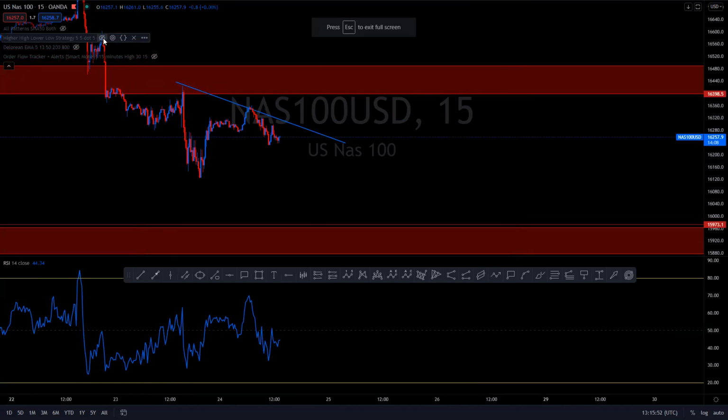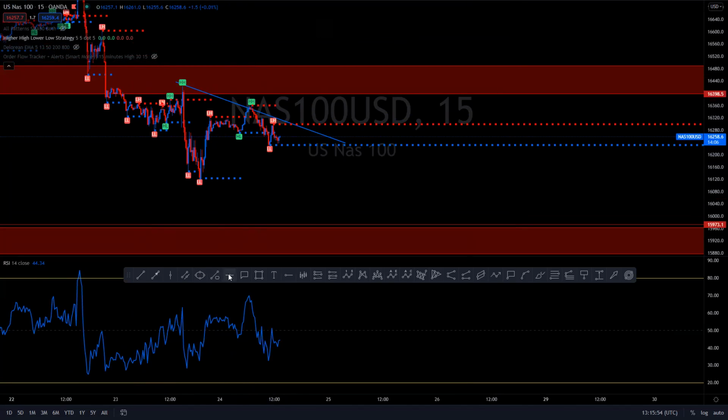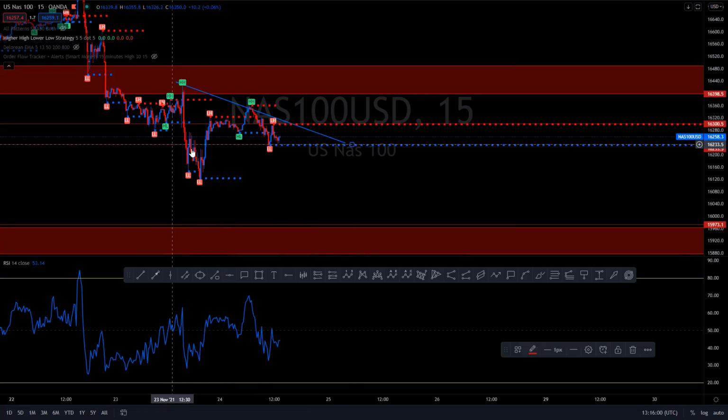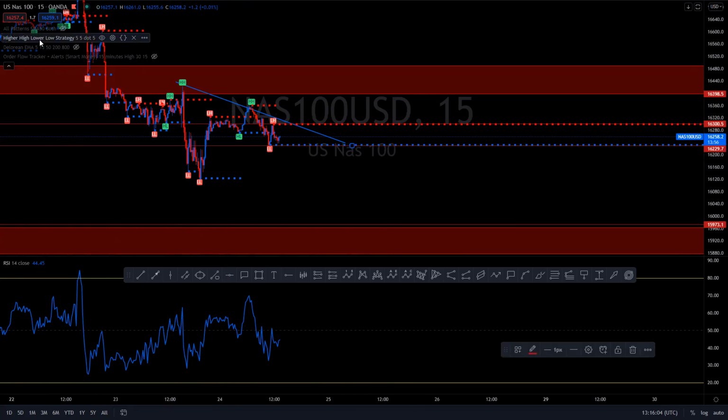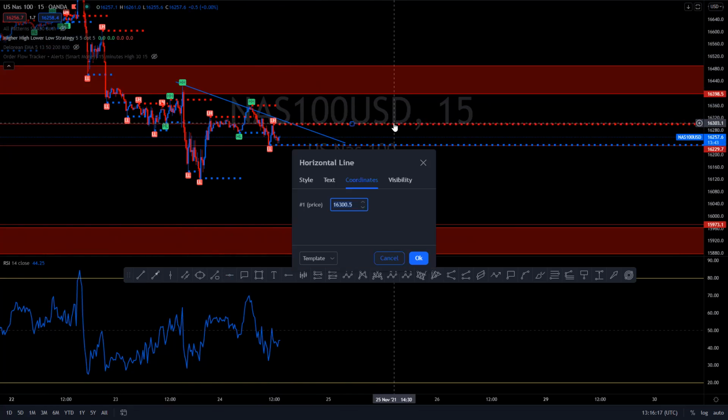So turn this on. So now, in order to figure out what our next step is, we want to see which way price is going to break and retest. So I love to turn on my higher high and lower low strategy and draw my break and retest supply demand zones on the most recent low and the most recent high. So the most recent high, the most recent low here.